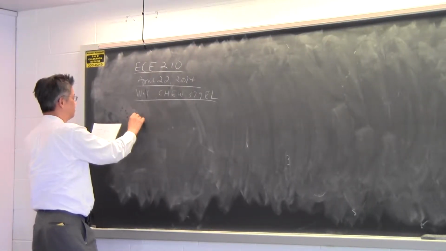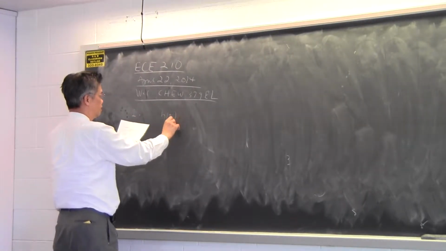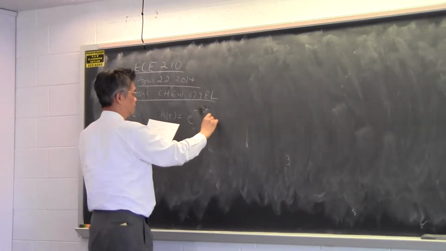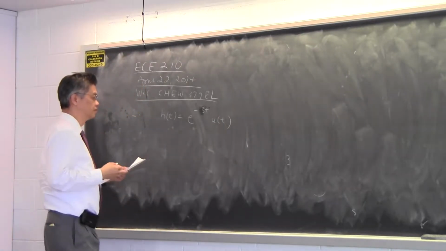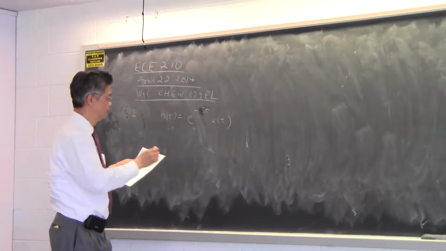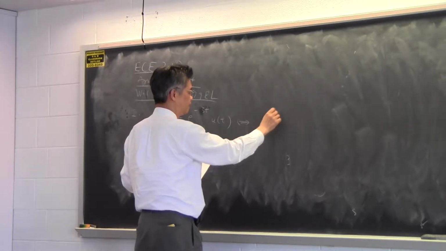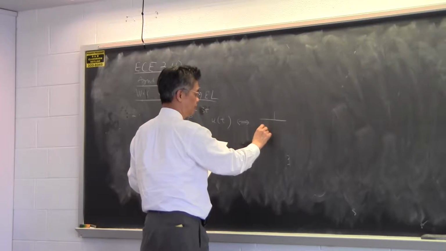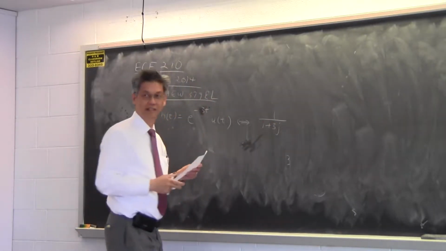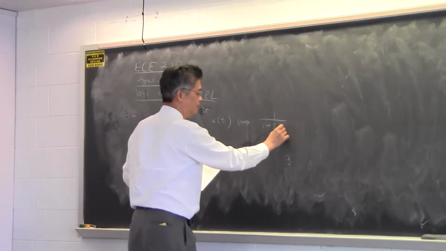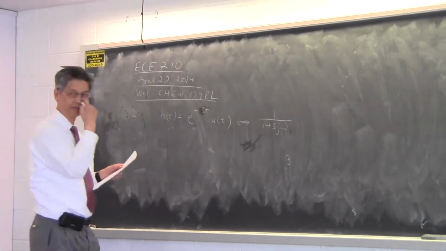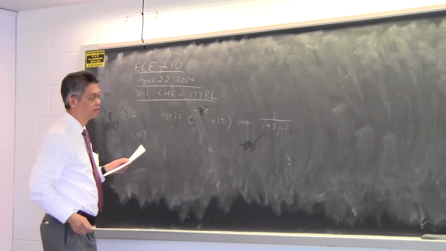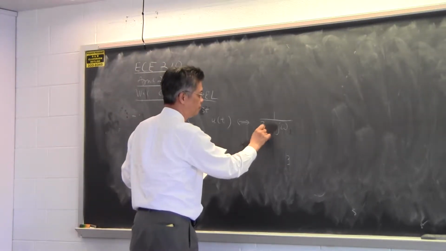So problem 1, h of t must be equal to e to the minus 3t u of t. Okay, so this thing is Fourier transformed to something like 1 over 3 plus j omega. So this Fourier transforms to that: 3 plus j omega.